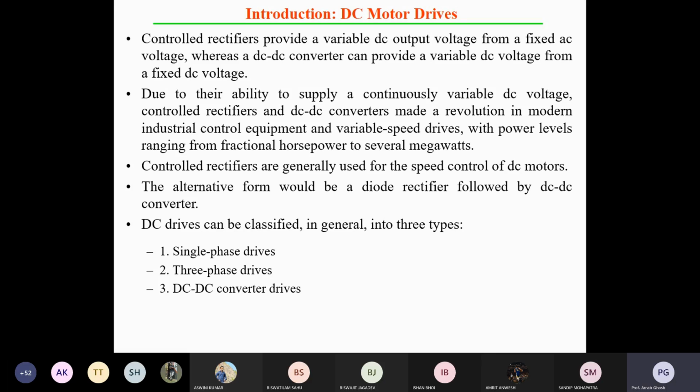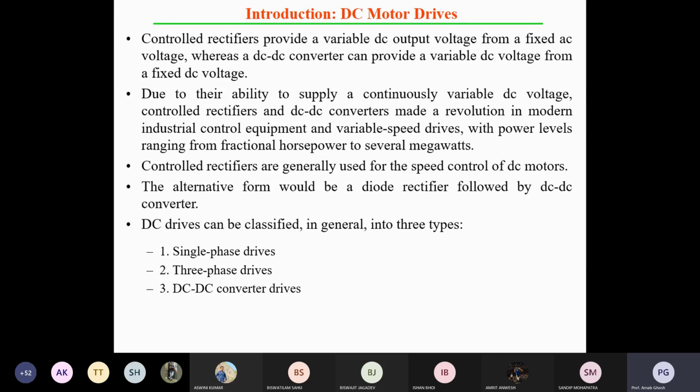So what methods can you use for power electronics control of DC drives? They are single phase drives, three phase drives, and DC-DC converter drives. Single phase drives means if you are using a single phase motor, your input is single phase AC, so you can rectify that AC to DC, then use that motor. Then you can control the speed and voltage. You control the firing angle of the power converter, and the output voltage will be varied. If the output voltage is varied, then you can control the DC motor.